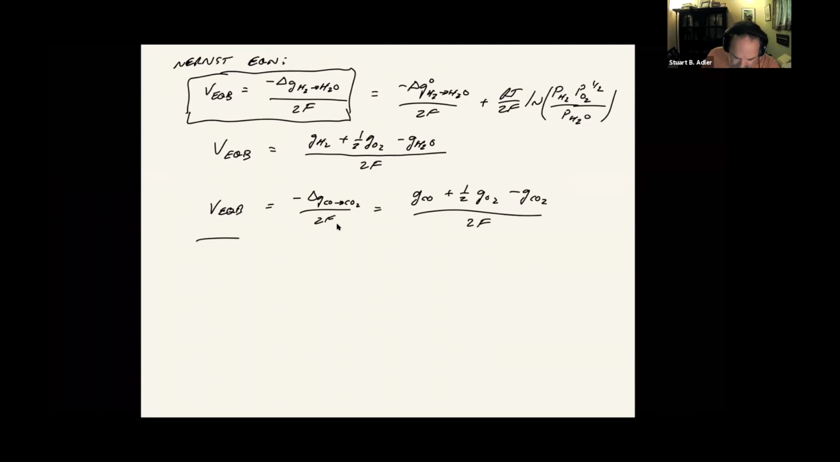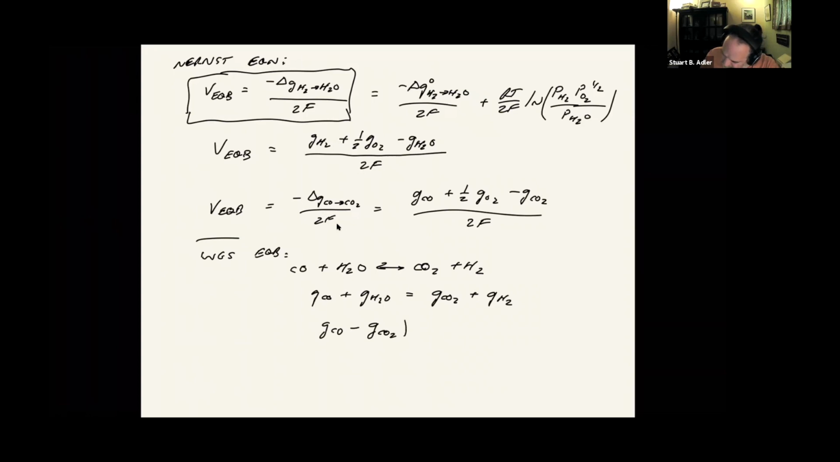However, let's think about water gas shift. Imagine this fuel is in water gas shift equilibrium. If that's true, then CO is reacting readily with water to form CO2 and hydrogen. And if that reaction comes to equilibrium, we could say that GCO plus GH2O is equal to GCO2 plus GH2. Or another way I could write this is that GCO minus GCO2 has to equal GH2 minus GH2O if water gas shift is in equilibrium. So if I take that number and substitute it back up here in the equilibrium voltage for the CO-CO2 reaction, I just get the same equilibrium voltage I would have calculated directly from the hydrogen and water.